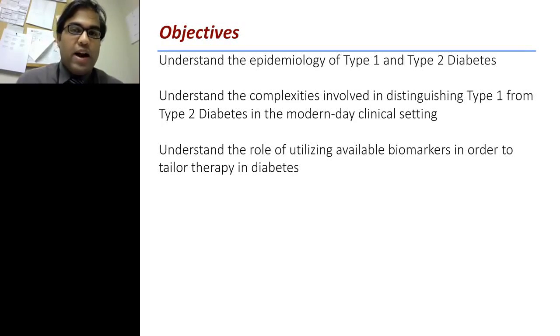So briefly, to provide an overview, the objectives of this talk are to understand the epidemiology of type 1 and type 2 diabetes. I would also like to hopefully glean the complexities involved in distinguishing type 1 from type 2 diabetes in the modern day clinical setting. And finally, we'll understand the role of utilizing the available biomarkers in order to tailor therapy in diabetes.